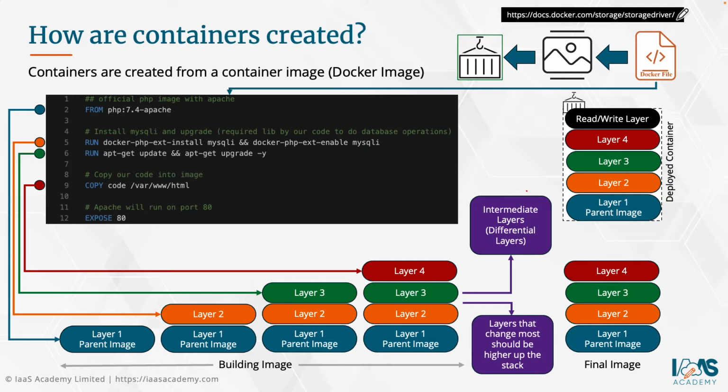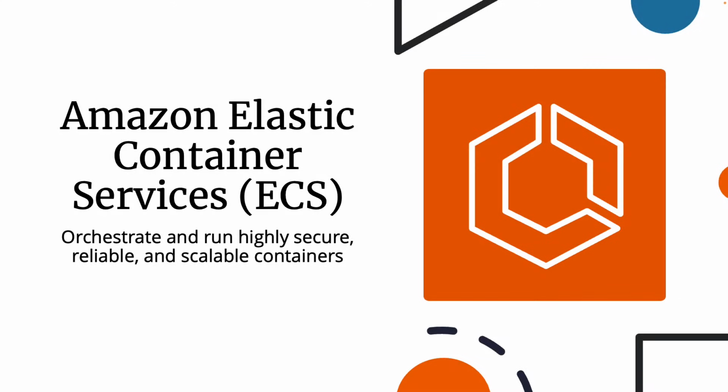Now that we've understood how these Docker images and container images are created, let's go ahead and talk about the Amazon Elastic Container Service that makes use of these images to launch your containers. Now that we have a base understanding about containers, Dockerfiles and Docker images, let's move on and talk about the Amazon Elastic Container Service.